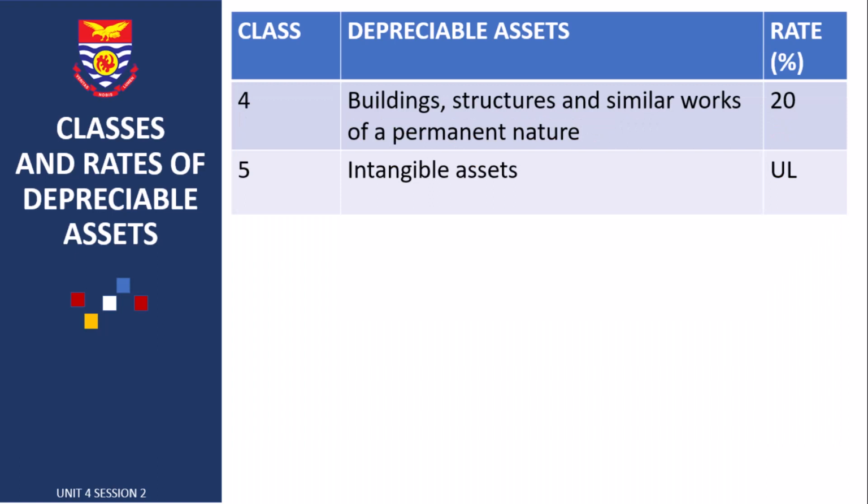Then for class 4, we have building structures and similar works of a permanent nature, 10% straight line method. Then for class 5, intangible assets, we have useful life.